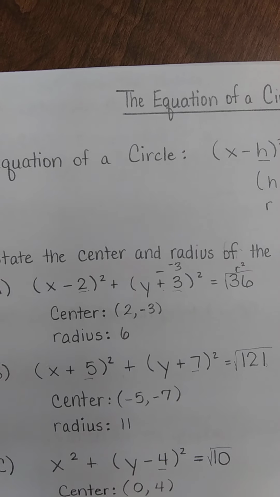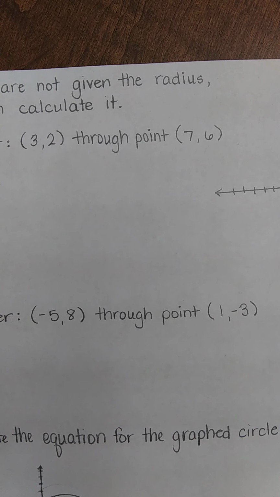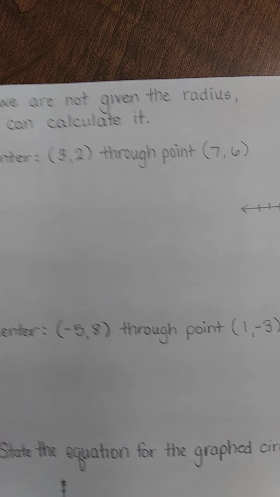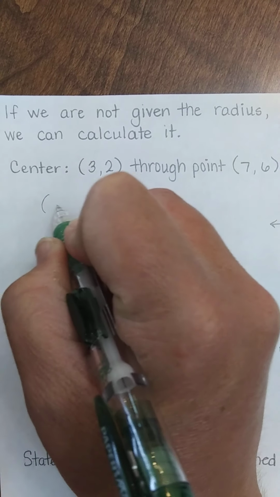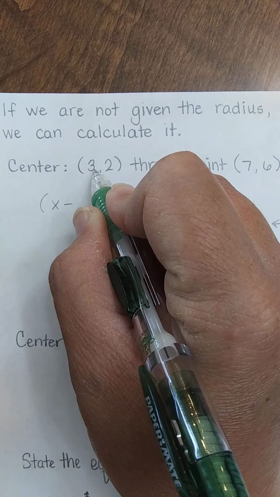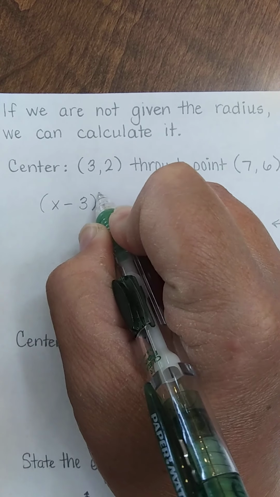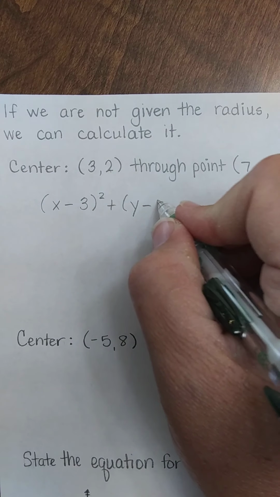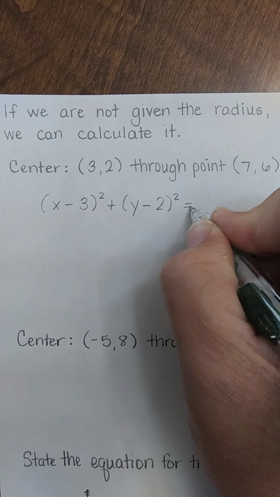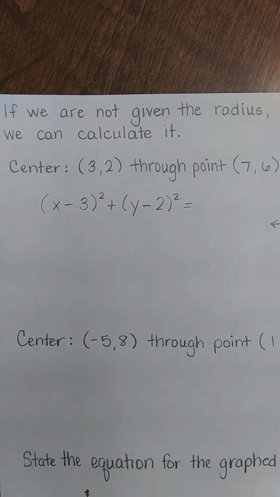Oftentimes when you see these on standardized testing, they will give you something more like this. You will not know the radius. We will have to calculate it. So we have the center at (3, 2), and we know it goes through the point (7, 6). Well, we can start the equation because we know the center. So we could say (x − 3)² + (y − 2)² equals. But we don't have a number to put here for r².